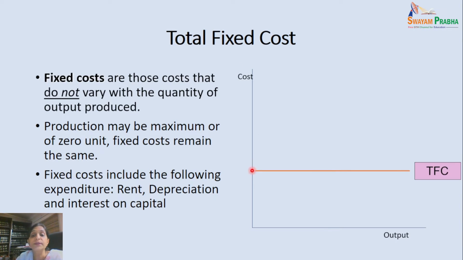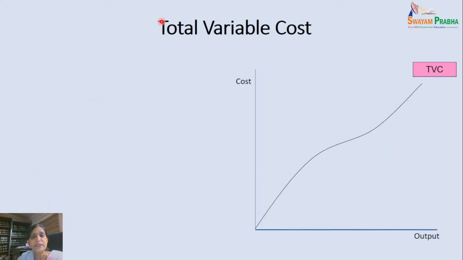And very important, even when your 0 units of output are being produced, this cost will remain always. So that is your total fixed cost. Then the other cost we said was the variable cost. That is that cost which is associated with the variable factor of production.